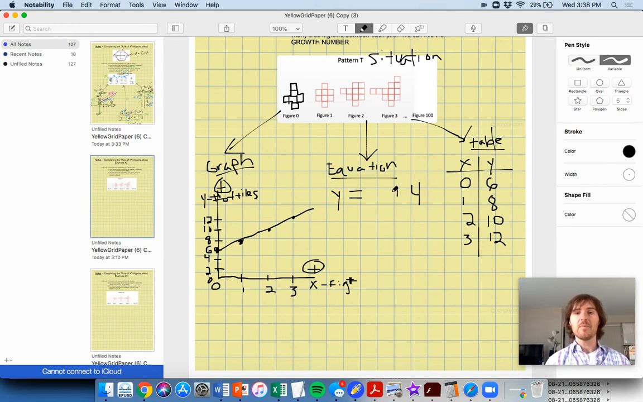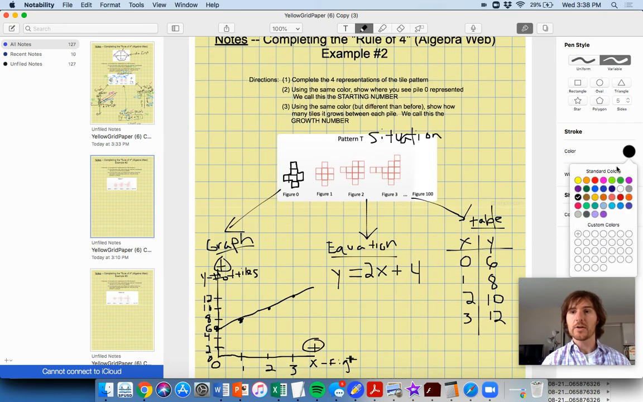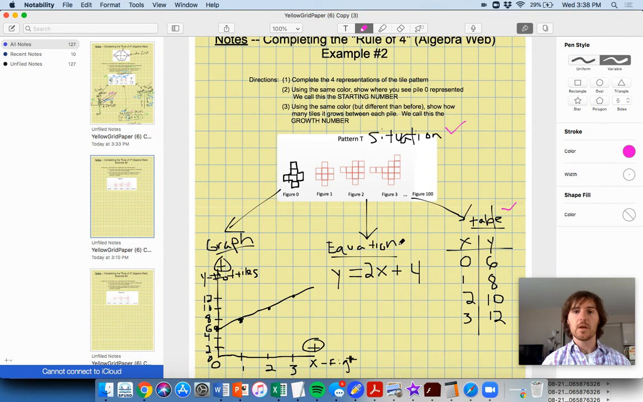And then remember, how am I going to fill out the rest of the equation here? So we start with 4, and then what do we add to it each time? We get bigger by 2. So what I'm going to do is 2x. And there's that. We got our equation right here. Hooray. We are good to go. We had situation, table, equation, and graph. So we've now taken care of number 1, complete the 4 representations of the tile pattern.